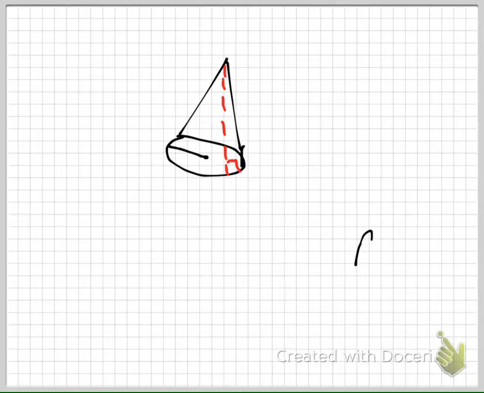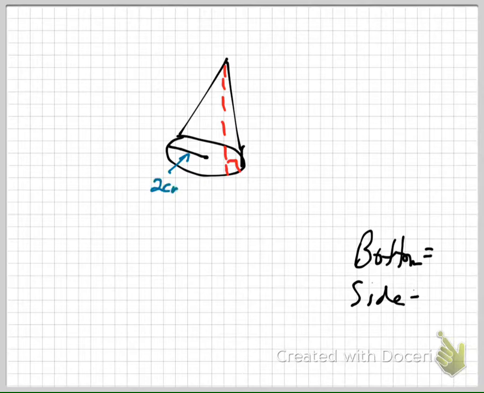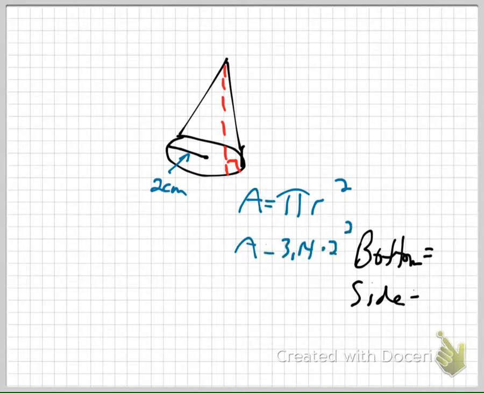And so here's the deal. We have the bottom, right? And then we have the side. Okay, how do I find the area of the bottom? What do I need? Pi r squared, right? The area of the bottom is pi r squared. So if this here is 2 centimeters, then area equals pi r squared. Area equals 3.14 times 2 squared. 2 squared is 4. 4 times 3.14, we already know, is 12.56. So the bottom is 12.56 squared centimeters, right?